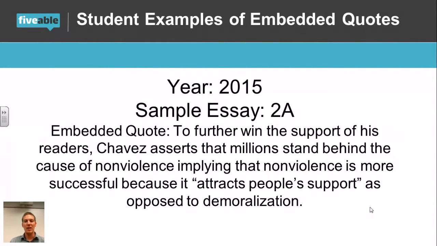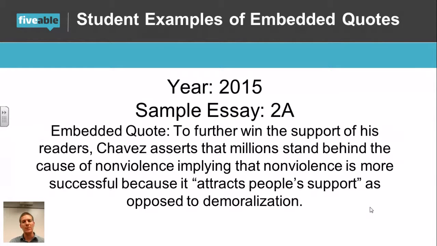Who's in charge of the writing here? Chavez or the student writer? Clearly the student writer. If those quotes weren't there, and this is kind of a test, as you're practicing embedded quotes this year, if those quotes weren't there, would the sentence still sound like the student, or would they sound like Chavez? I'm going to say that again because this is how I want you checking yourself as you're practicing this skill. Does your sentence sound more like you as the writer or the person you're quoting?